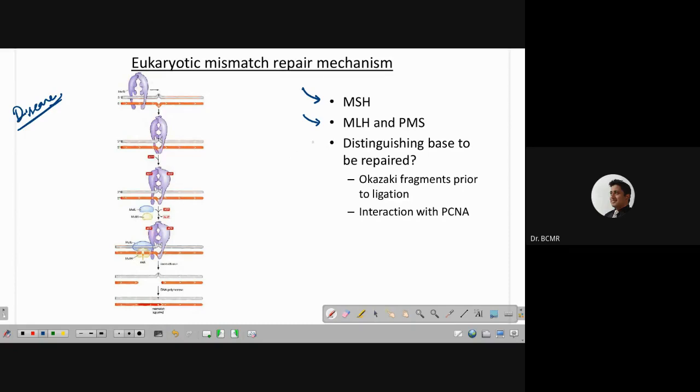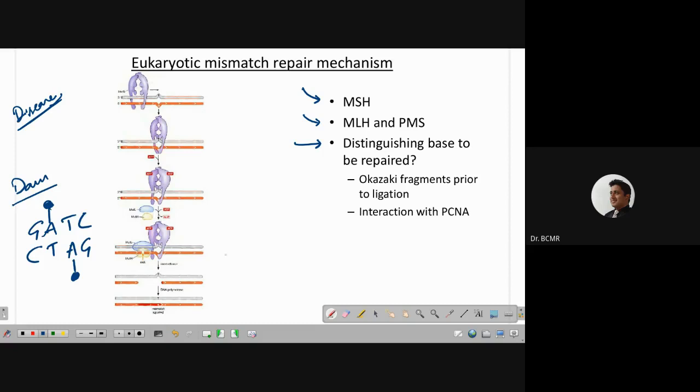One thing I would want to focus on, of course, is how in E. coli, based on Dam methylase and the methylation of GATC sequence, we are able to recognize which one is the parent strand and which one is the newly synthesized strand, so that they are able to correct the newly synthesized strand. In eukaryotes, this Dam methylase is not there. That kind of differentiation is not there.